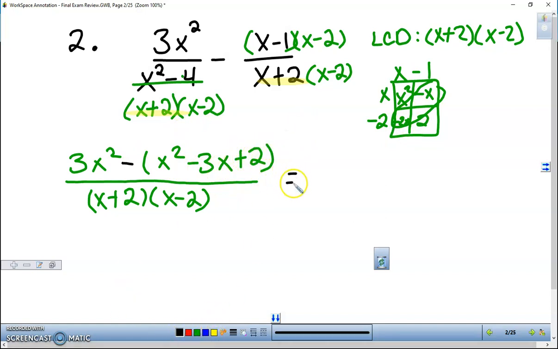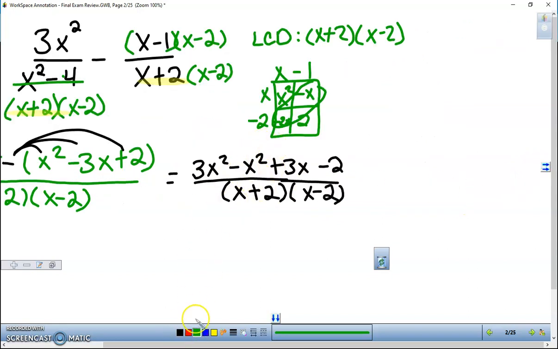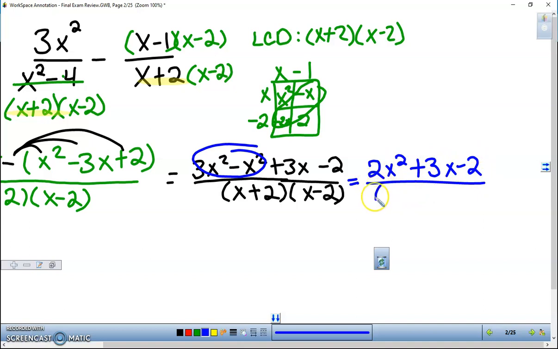So now all we're going to do is leave the denominator alone, and we're going to distribute the negative. So first we have that 3x squared. Distribute the negative, that becomes negative x squared plus 3x minus 2. And then, of course, in the bottom, we still have x plus 2, x minus 2. And combine like terms. We're going to combine the 3x squared and the negative x squared to get 2x squared plus 3x minus 2. And of course, all of this is over x plus 2, x minus 2.